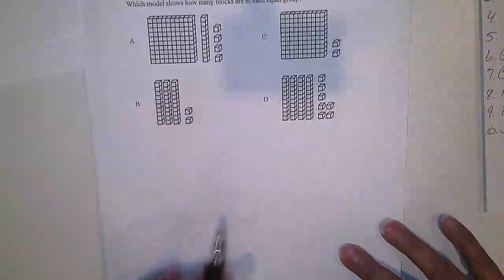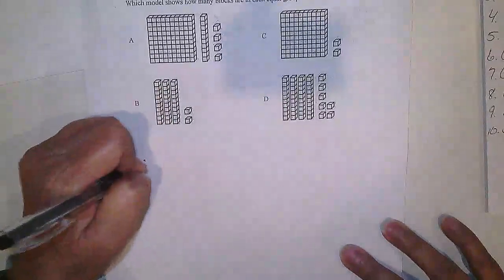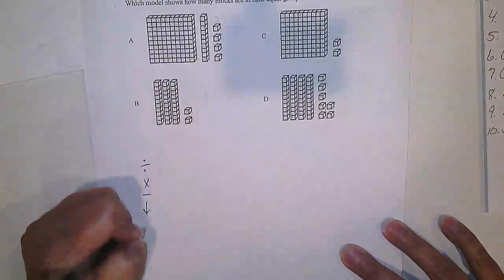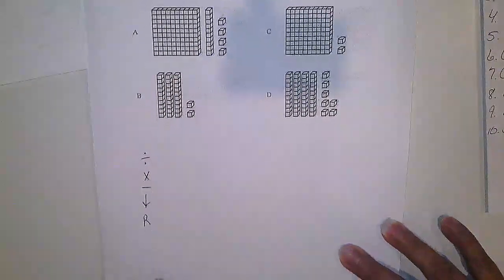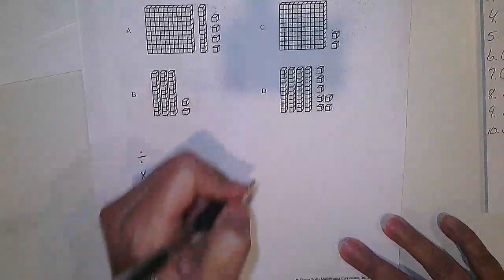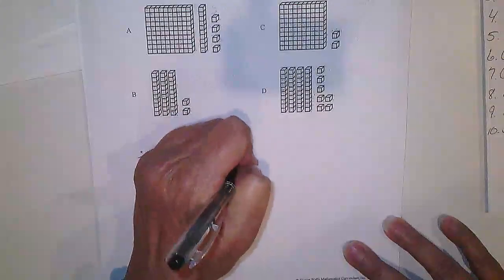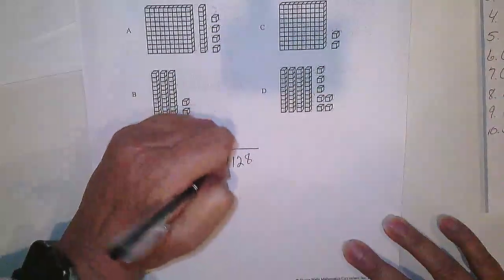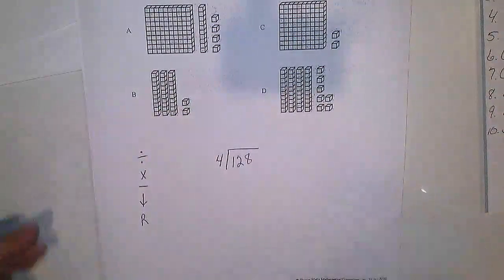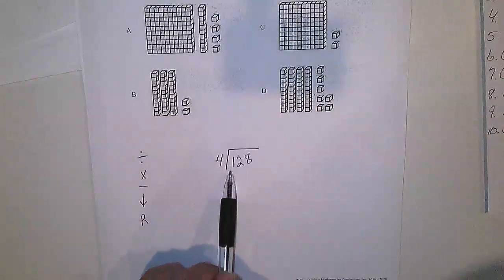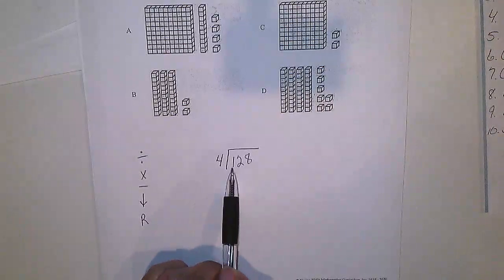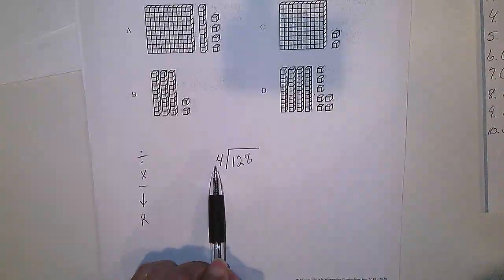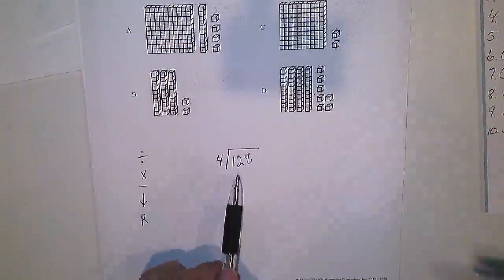So I'm going to go down here. If you remember the steps, divide, multiply, subtract, bring down, repeat. Those are our steps. We're going to take 128, that is our dividend, and 4 is the divisor. Our brain doesn't really want to think about dividing 128 divided by 4. So we're going to break it down into smaller chunks.